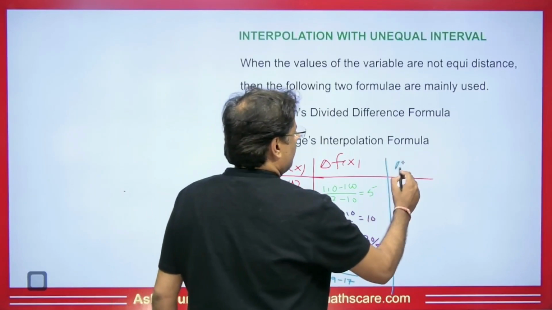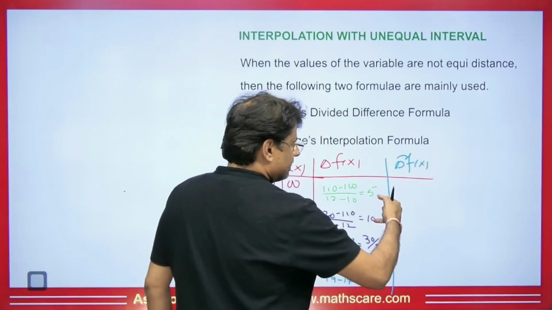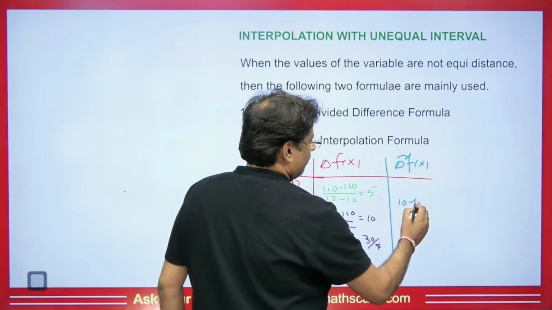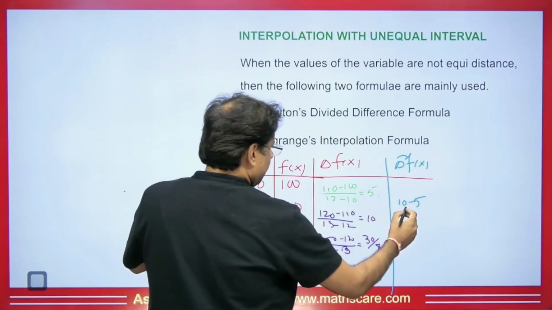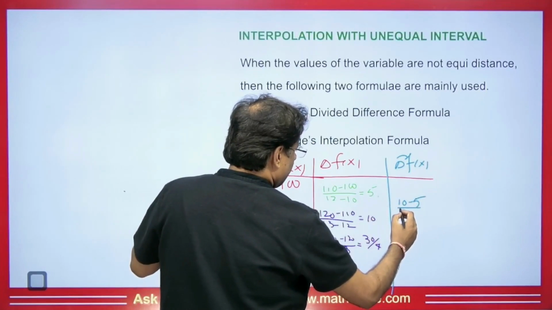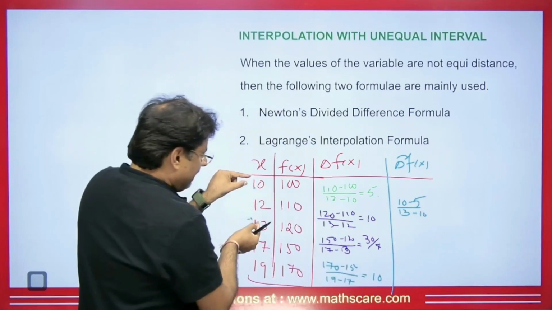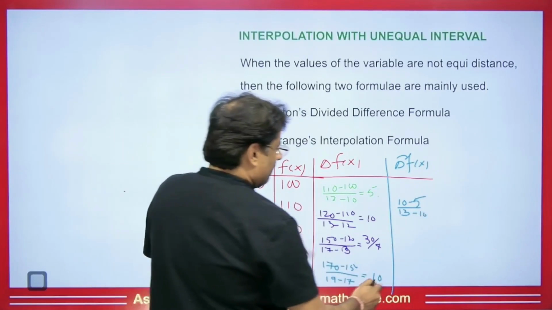Next, we will discuss what will be the value of del square fx. What is this difference? 10 minus 5. This difference will come according to this. We will move here. So the difference of these two will come. This needs understanding. So here 13 minus 10 will come, right? A gap of 1 will come. Now we will discuss this.